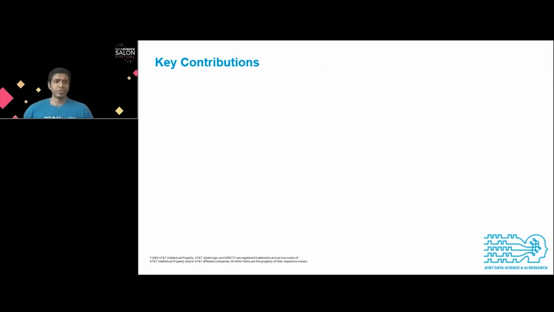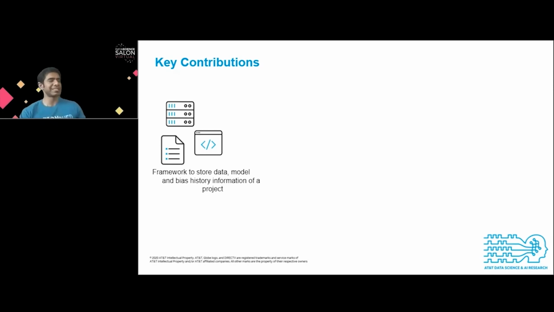Moving on to the key contributions of SIFT, our key contributions are threefold. Firstly, we propose a framework which is a technical JSON-like stepwise schema to store data, model, and bias history of a project. So essentially, you know what has happened in a past project, including what bias considerations were given, what bias detection algorithm was applied, what bias mitigation algorithm was applied, was there mitigation done, and what considerations the people who worked on the project took into thought before proceeding to deploy anything based on that machine learning model.